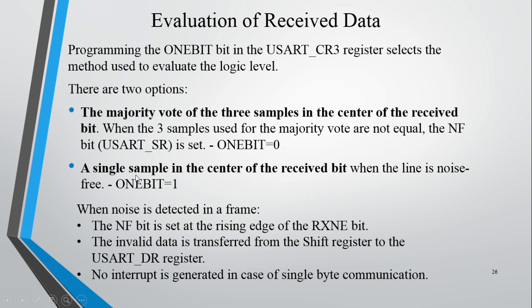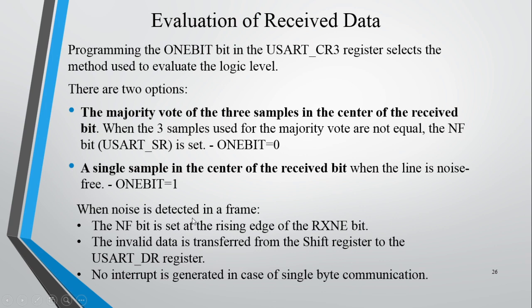Single sample method means in the center of the received bit, only one sample will be taken for evaluating the data. How can you configure it? By configuring one bit as 1. For configuring the majority vote of 3 samples, you need to configure that one bit as 0. Where is this one bit available? In the control register 3.